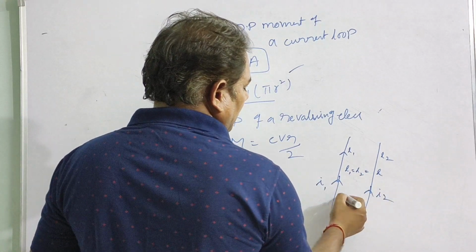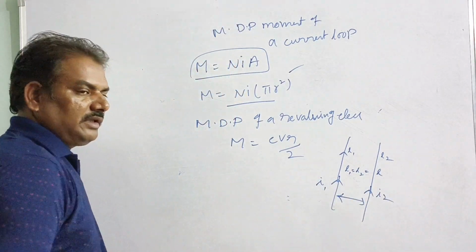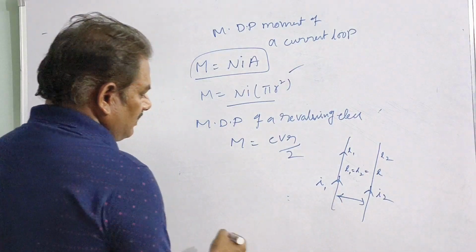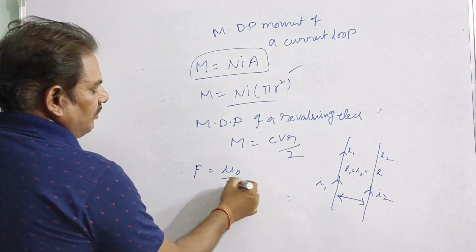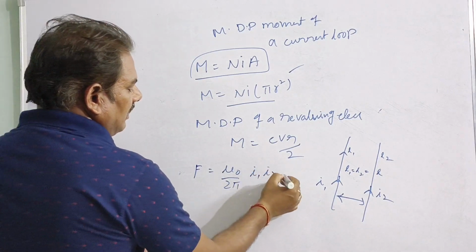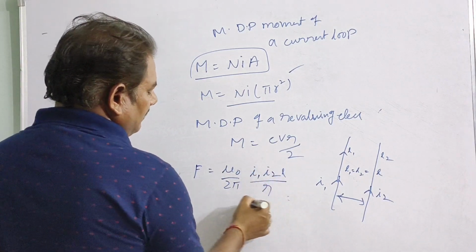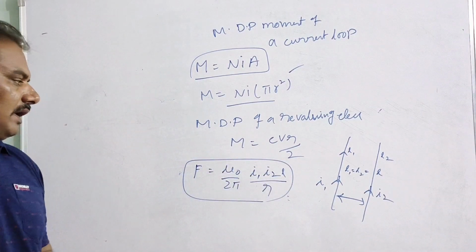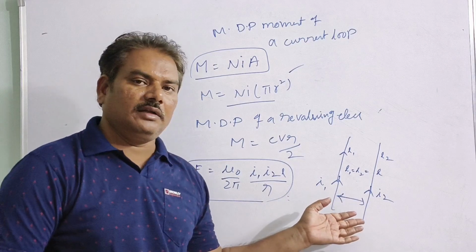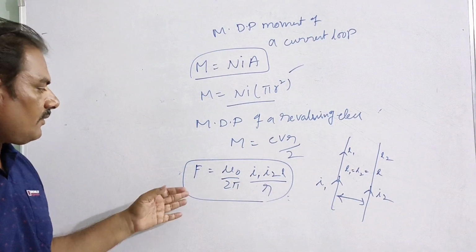So there is a magnetic field which is developed in the 2 wires. So what is the force? F equal to mu naught by 2 pi into I1, I2, L by R. This is the force. The force acting on the conductors is simple.